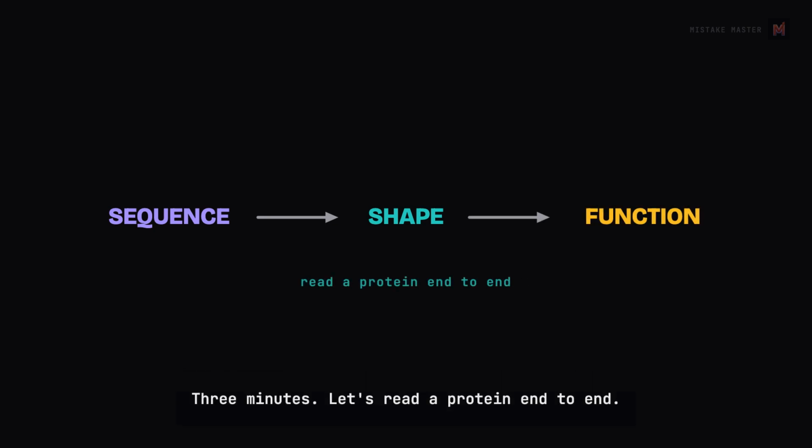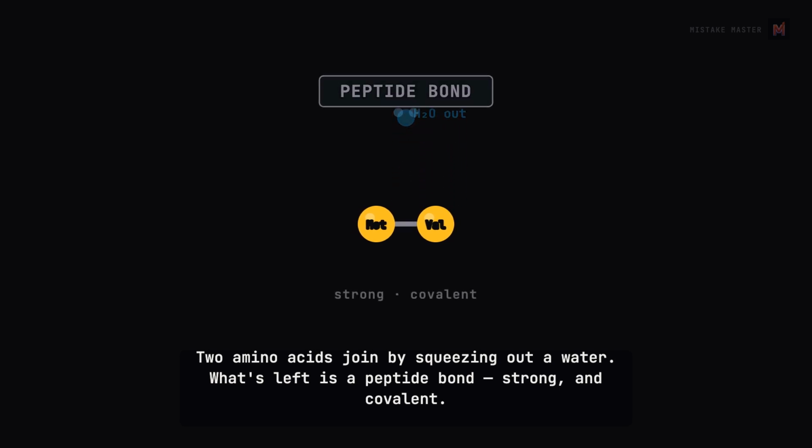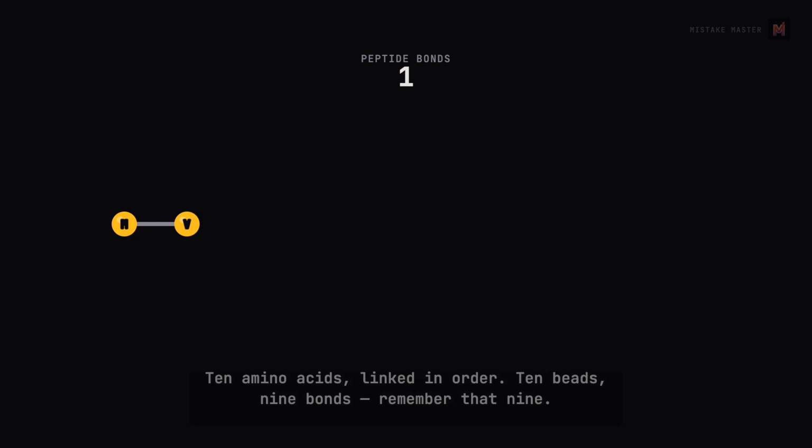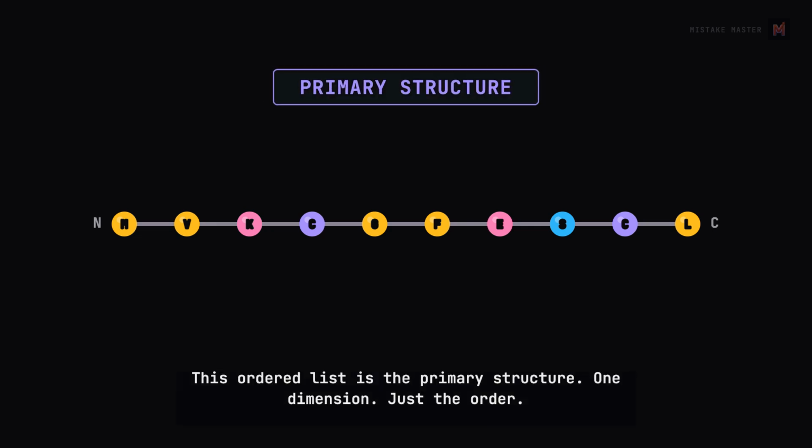3 minutes. Let's read a protein end to end. 2 amino acids join by squeezing out of water. What's left is a peptide bond, strong and covalent. 10 amino acids linked in order. 10 beads, 9 bonds. Remember that 9. This ordered list is the primary structure. One dimension, just the order.